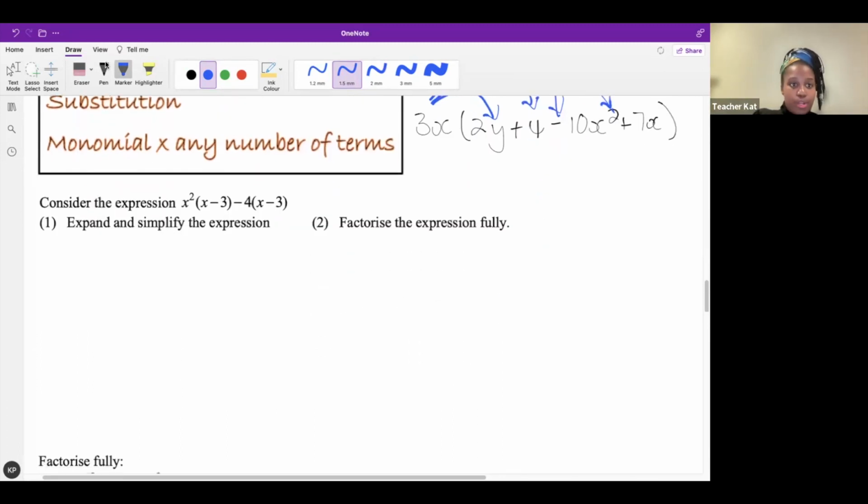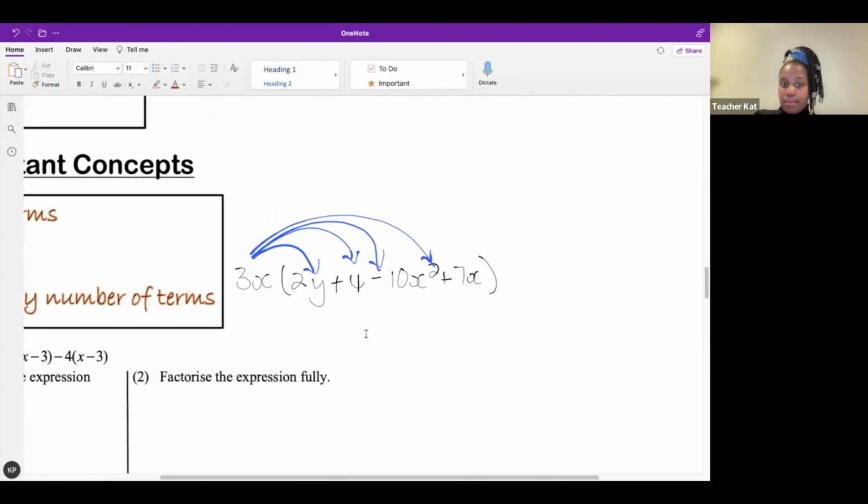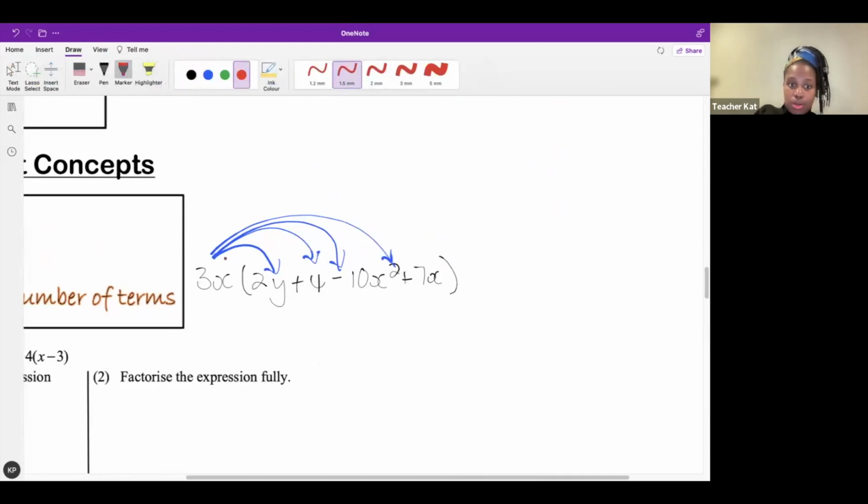Now, we have an interesting question over here. It says, consider this expression and do two operations with it. Okay. Monomial, mono, it's alone. Polynomial means there's many, 1, 2, 3, 4. Then you distribute. Do you see that's what I was talking about now? Monomial with the polynomial, excuse me. Polynomial.